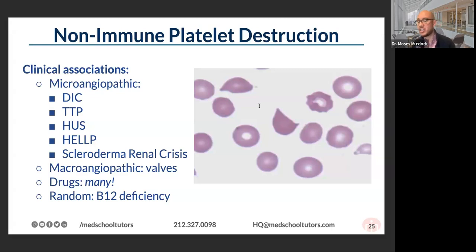And then B12 deficiency, this is a weird one, can sometimes mimic a microangiopathic hemolytic anemia. That's like a super advanced concept, not something you have to worry about. The thing you all have to really remember is that if you see anemia, thrombocytopenia, and schistocytes, you have to think about a microangiopathic process, and then you're looking for other clues.